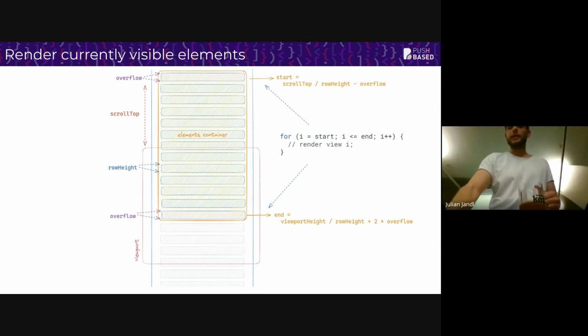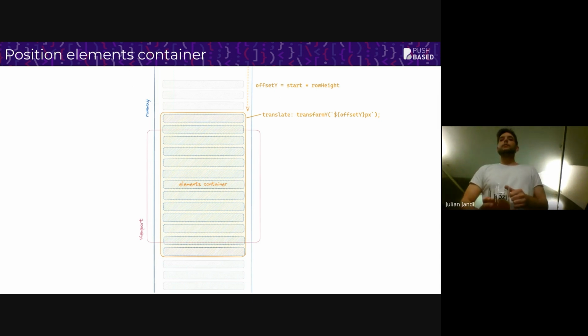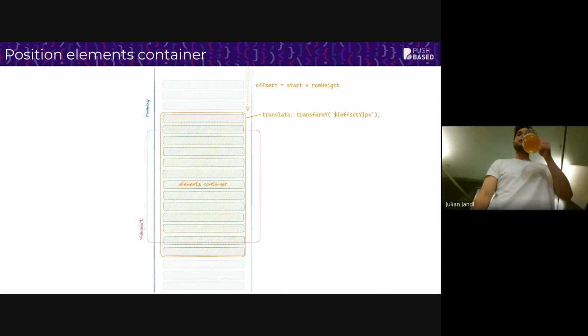We need to position it. That's the final task. So we just need to have our offset value. We calculate it just by having our start value, multiplying it by the row height, and then we can transform our container down to the position where we actually want it to be.